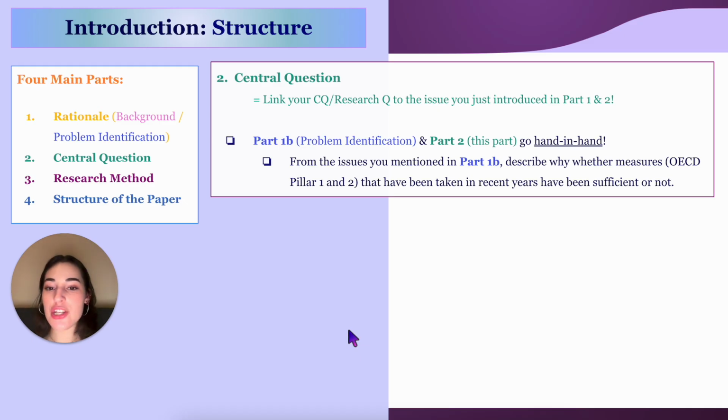So the rationale section and part 2, this central question part, really go hand in hand, because you can segue from what the issue is to what you are now going to look into regarding this issue. So you want to, of course, look into the pillars 1 and/or 2, and you want to establish the extent to which these are sufficient or not under some sort of metrics that you yourself decide on.